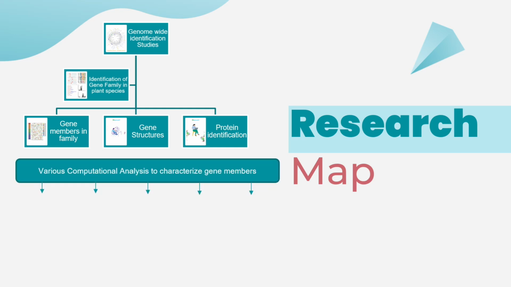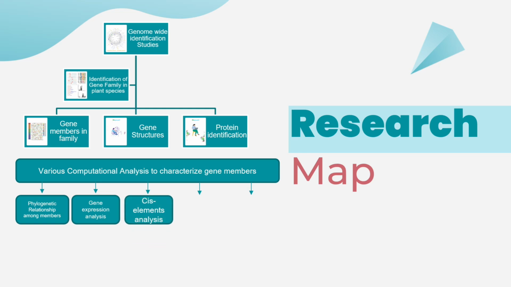Various computational analyses will be operated and characterized to give gene numbers. The first analysis that we are going to do is phylogenetic relationship among organisms and among members. Then gene expression analysis, which is very important because it is the pioneer of this research. Cis-regulatory element analysis, we are going to make a map of this as well. Protein-protein interaction, PPI, and we are going to do gene ontology analysis as well.